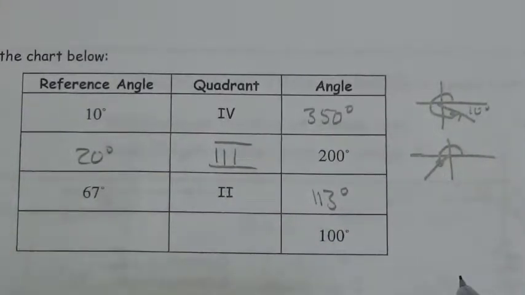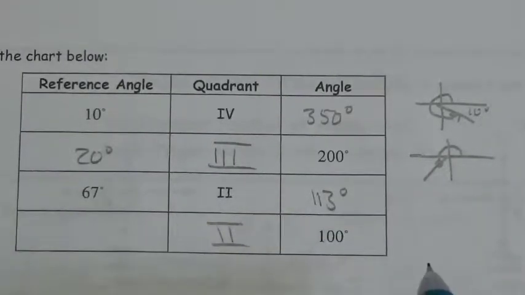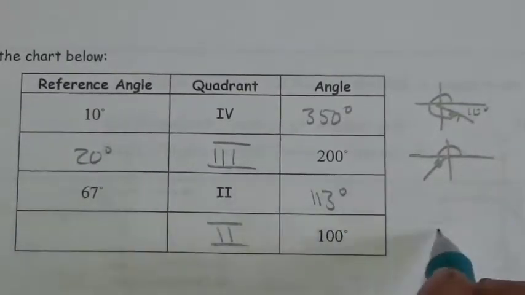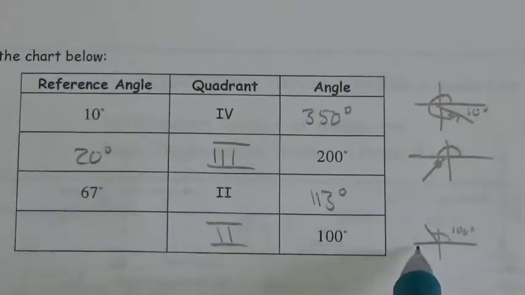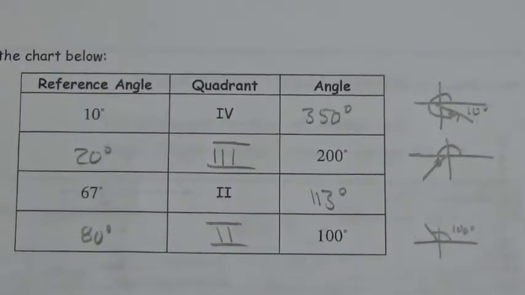With 100 degrees, we're actually back in quadrant 2 because we're beyond 90 degrees, but not quite at 180. Now just think about that. 100 degrees. Now, to get to the x-axis would be 180. So what am I missing here? How much more do I need to go here? Well, I need to go 80 degrees.